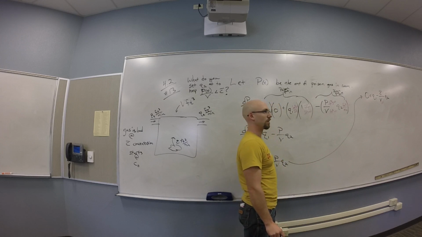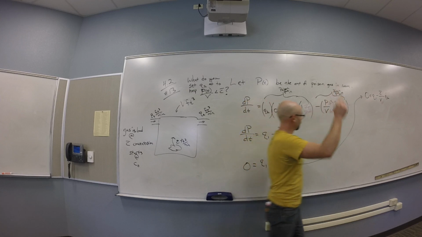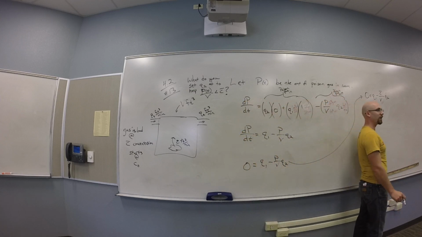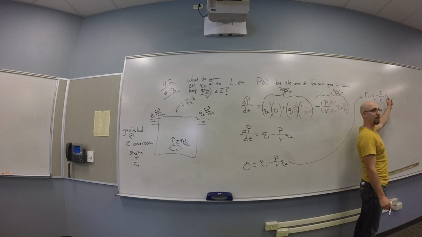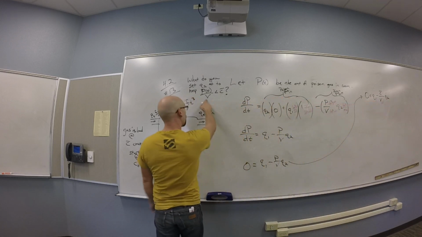Wait, isn't C bar the concentration itself? Yeah, C bar is a concentration. So what do I need here? Instead of P of T, I need the amount of gas that you would have at the C bar concentration. So what did I say over here about keeping P of T smaller than C bar?